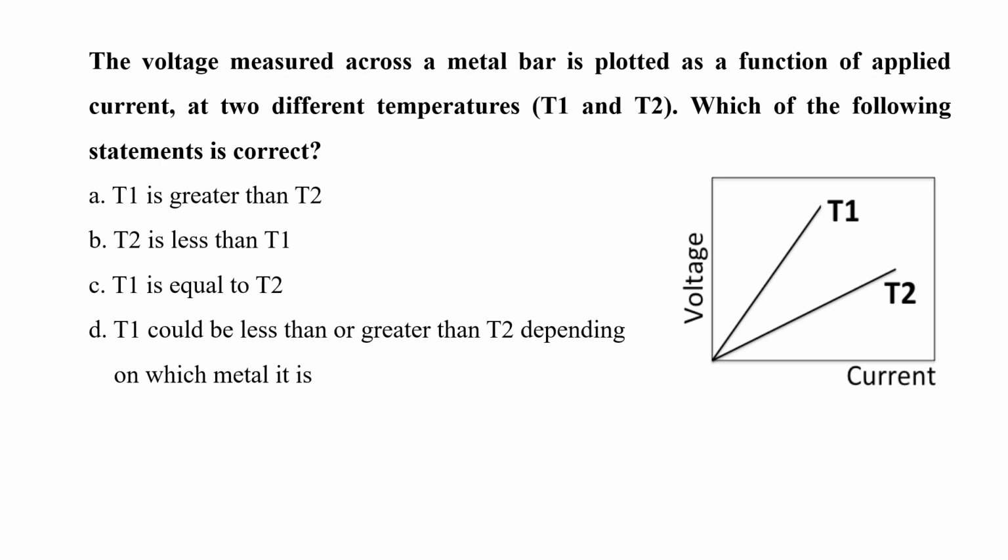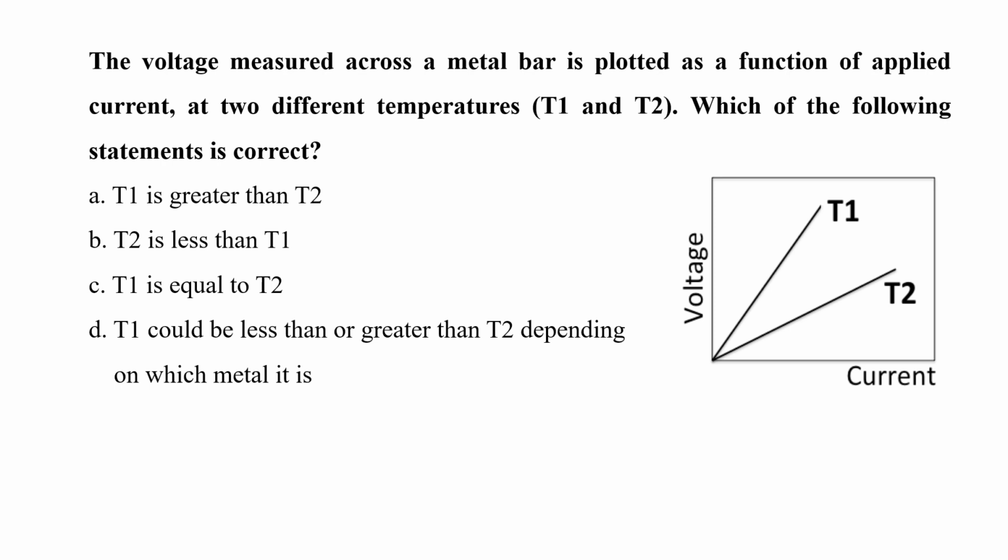The voltage measured across a metal bar is plotted as a function of applied current at two different temperatures T1 and T2. Which of the following statements is correct? T1 is greater than T2, T2 is greater than T1, T1 is equal to T2, or T1 could be less than or greater than T2 depending on which metal it is.